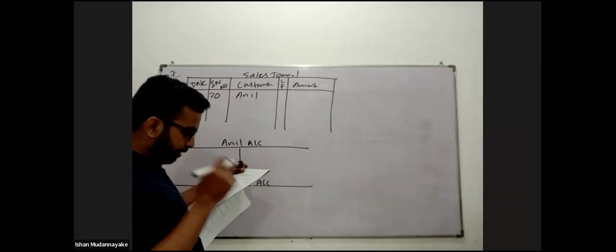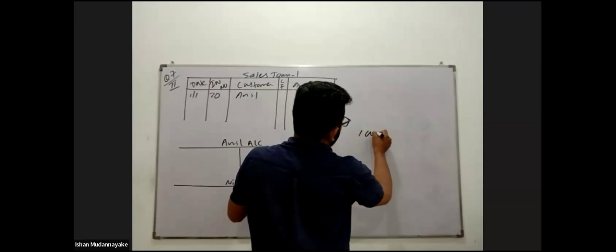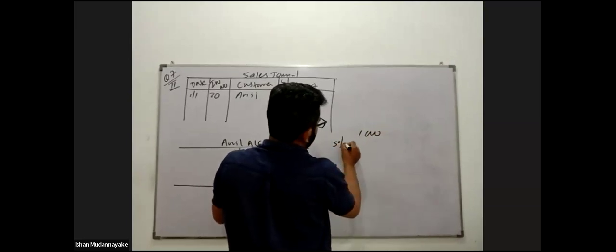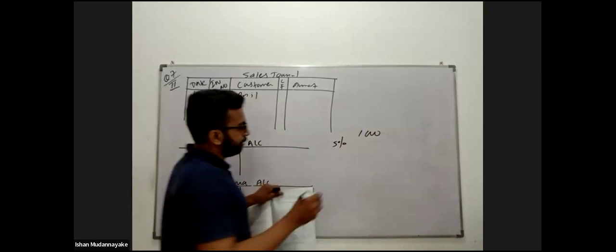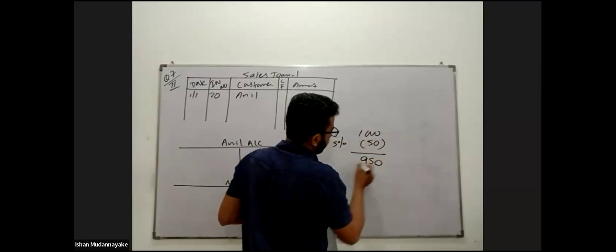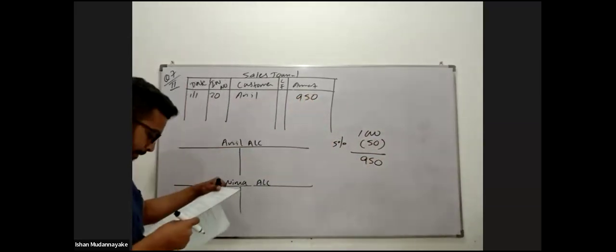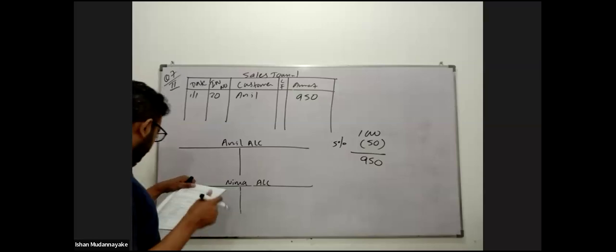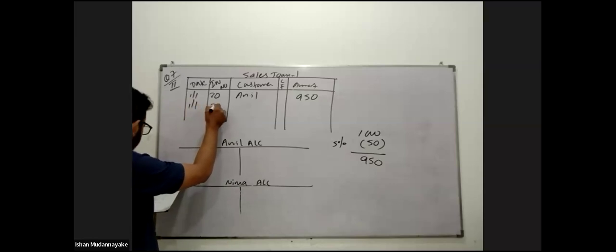Actually, not discount received, discount allowed. 5% on the 1000 for Ronio, right? Then it should be 1000 minus 5%. For the 1000, 5% means 50. Then 950. Here 950. And then Nimal, again first January, 25, Nimal.